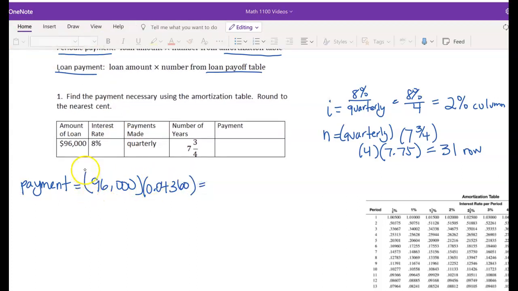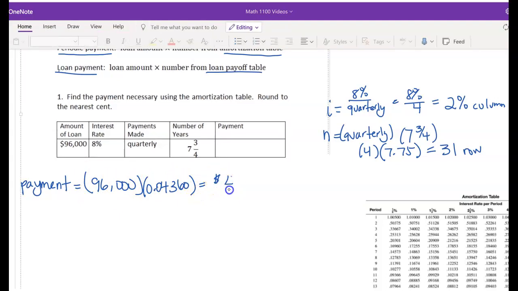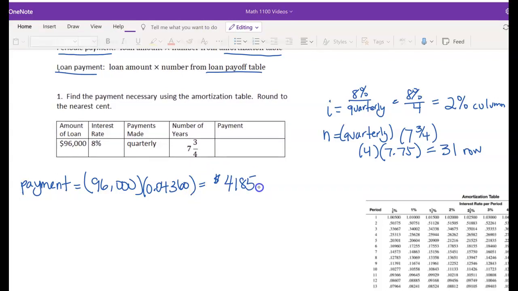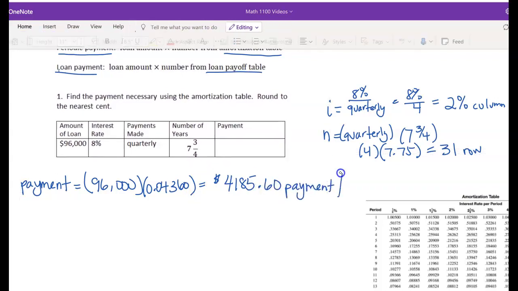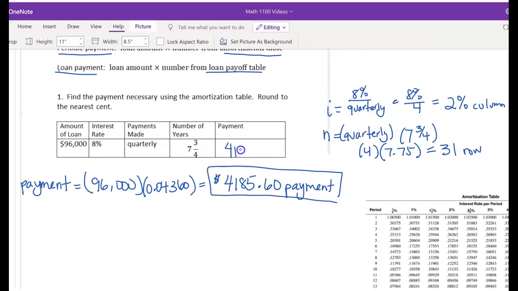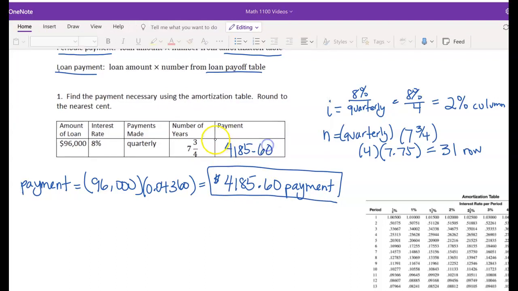And so if I take 96,000 times 0.04360, I get a payment of $4,185.60. That's the periodic payment they were looking for. And that was all this question asked. Let's try number 2.